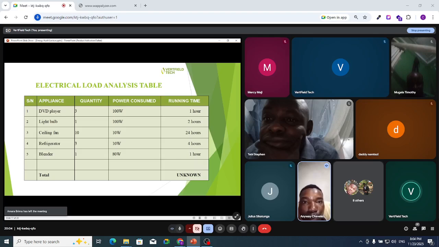So, for the DVD player, the quantity is 3. The power consumed is 100 watts. The running time is 1 hour. The light bulb, the quantity is 1. The power consumed is 100 watts. The running time is 2 hours. For the ceiling fan, the quantity is 10. The power consumed is 10 watts. The running time is 24 hours.